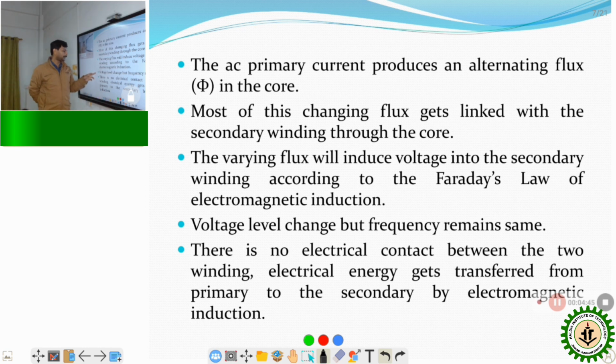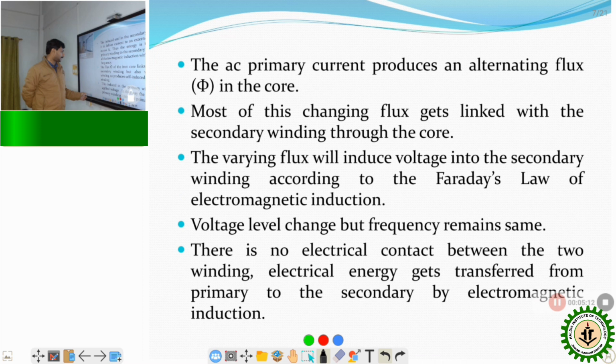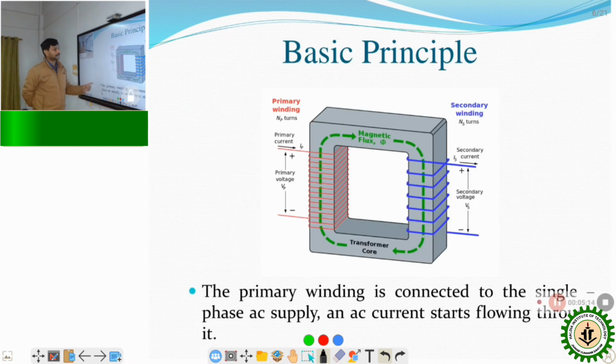As in the point mentioned over here, voltage level changes but frequency remains same. Why? Because both the primary winding and secondary winding are linked with the same flux, and there is no rotating part associated with the transformer. So the frequency remains same. The induced EMF in the secondary winding enables it to deliver current to the external load connected across it. Because as you can see, in the secondary winding, if a load is connected, the circuit is completed, so current will flow.